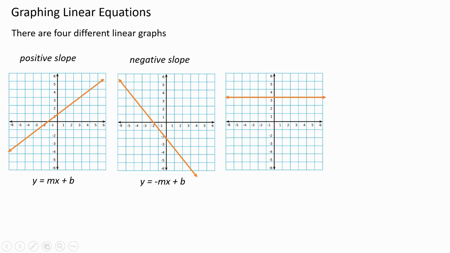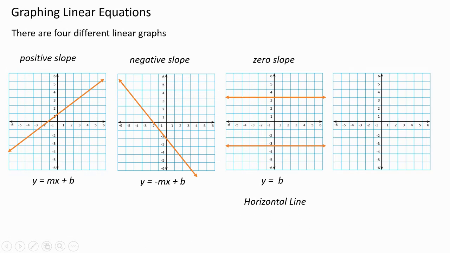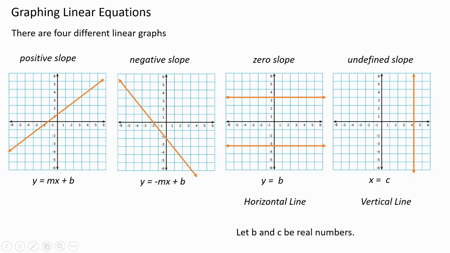Now, if you have a horizontal line, that's going to be zero slope. And the equation will be something like y equals b, and b can be any number. It's going to be a horizontal line. When you have a vertical line, the slope is undefined. And the equation will be x equals c, and c can be any number. I let b and c be any real numbers, right? You have to specify what b and c are. They can be any real number.